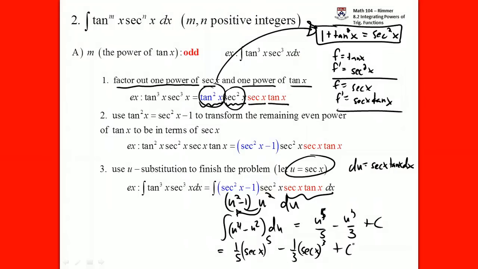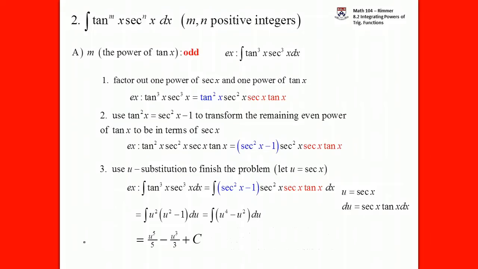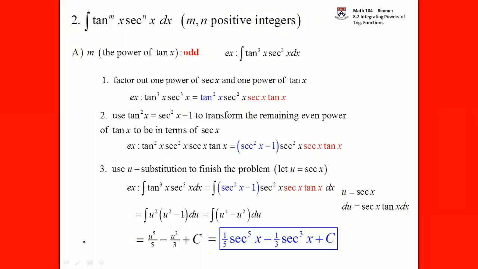Not bad. But tangent's power has to be odd for you to go through all that. When it's even, but when tan is odd, you go through this.